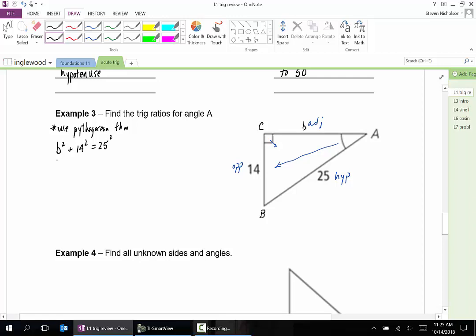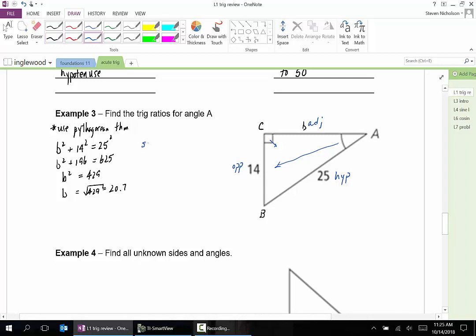And what we're going to do is we're going to expand out all those numbers, and we're going to use our calculator if we need to. And when we subtract 196 from both sides, we're going to get 429. And we take the square root, and we're going to end up with the square root of 429, which is about 20.7. So as soon as we know that, then we have all the information to do the basic trig ratios.